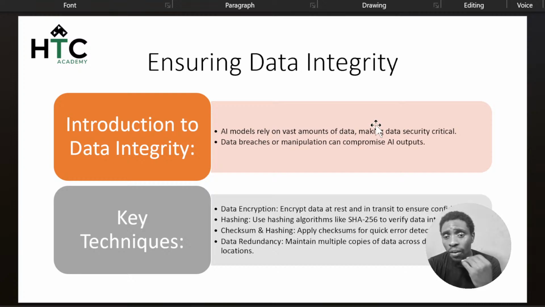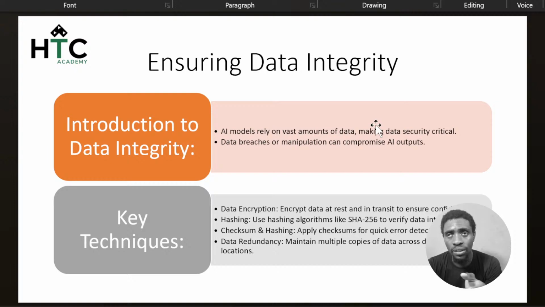Another way you can ensure that data has integrity is by engaging in data redundancy. Data redundancy is a way of ensuring that you don't just have one copy of your data. Usually, it is recommended that you have your data in three different formats or locations.